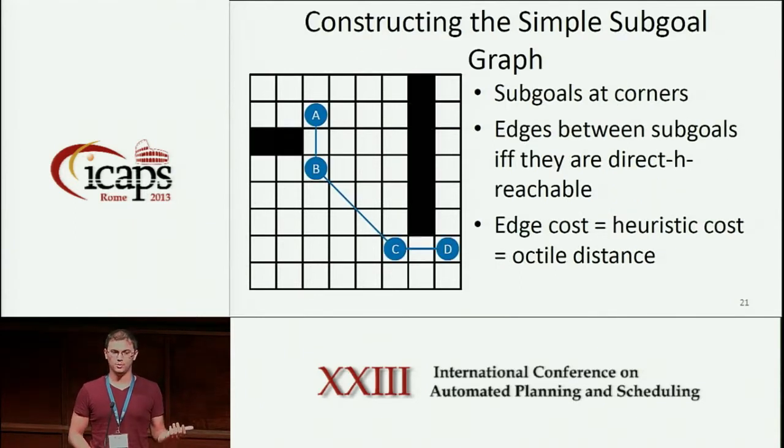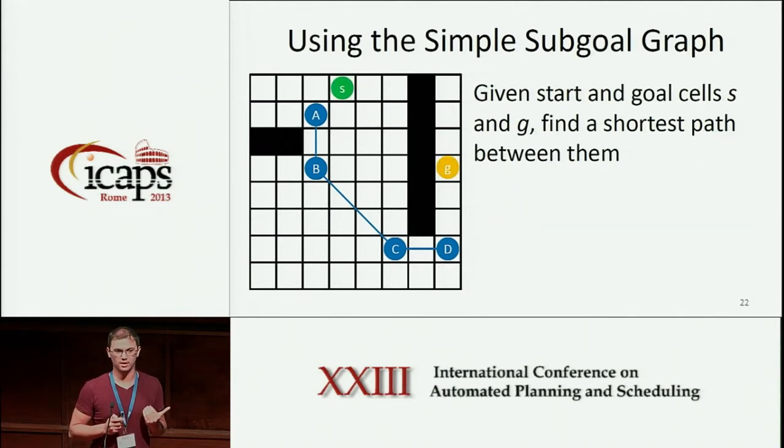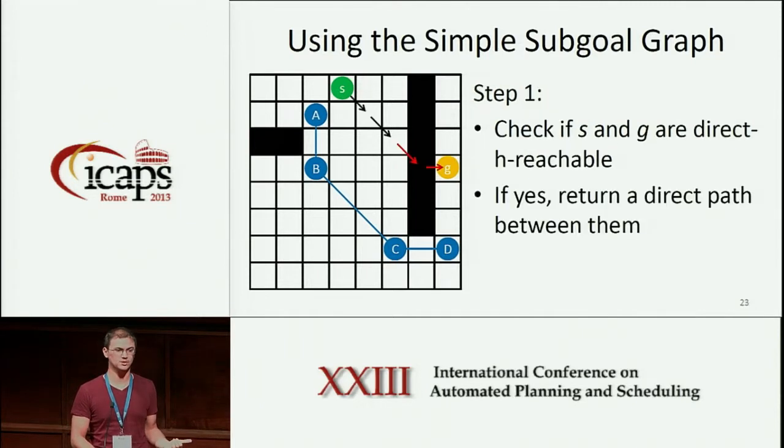So we place subgoals at corners, we connect direct H-reachable cells, and now we have our simple subgoal graph. We store this, and during runtime, we are given the start and goal states. The first thing we do is we completely ignore the simple subgoal graph and try to find a direct path between start and goal with the heuristic cost. We only try a single trajectory between them. If we have found a path, then that's the optimal path, and we return it. If we couldn't find a path, then we verify that start and goal are not direct H-reachable, and this is for the proof, actually.